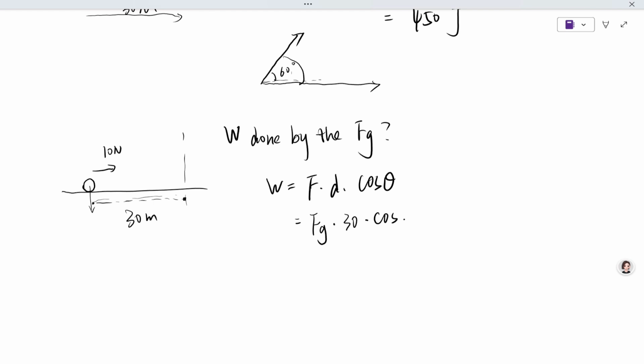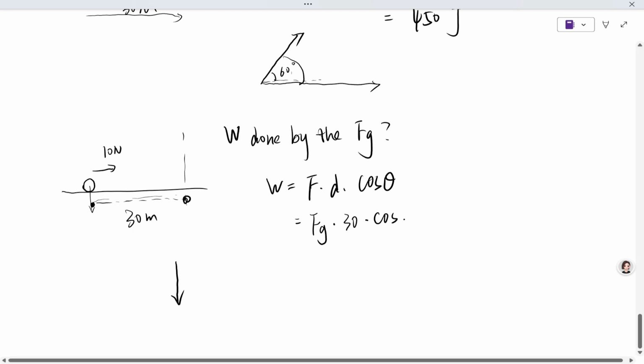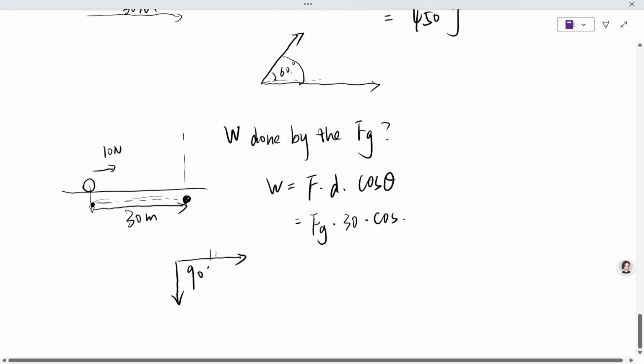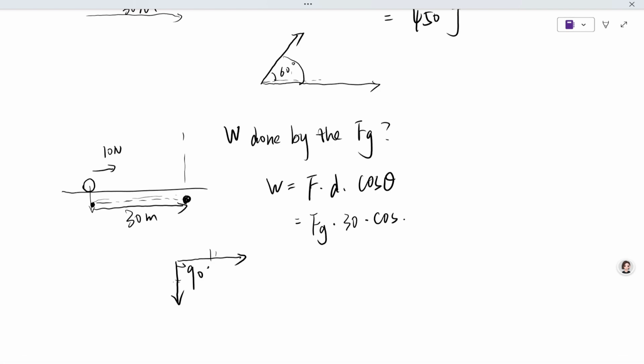What is theta? First of all, let's see. The direction of the gravitational force is pointing downward. However, the direction of displacement is from here to here, which is this way. It's pointing to the right. What is the angle between them? Oh, it is 90 degrees over here, because this is horizontal and this is pointing straight down. So let's write cosine 90 degrees. What is cosine 90 degrees? If you plug it into your calculator, it will be 0, which means the entire thing is equal to 0. So the gravitational force actually did 0 work in this situation.